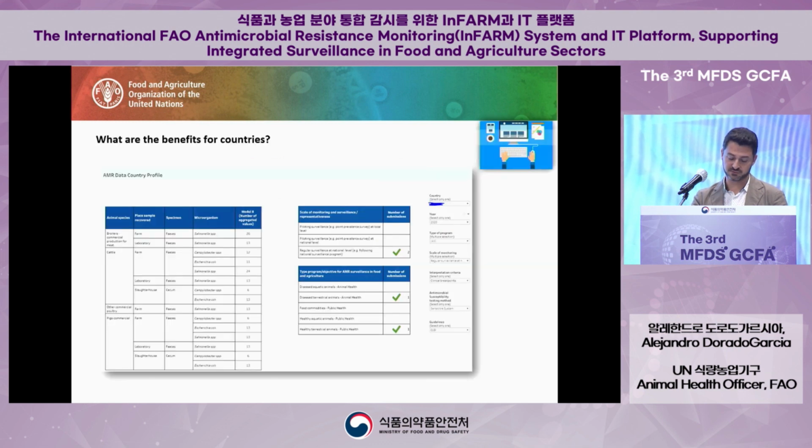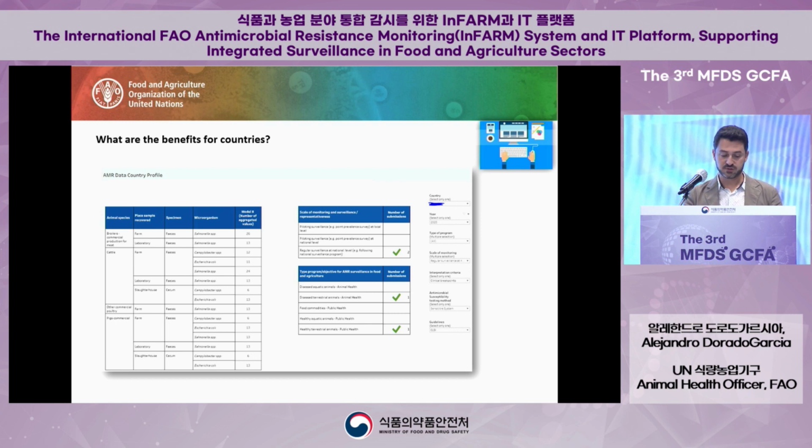So just to give you some idea of the type of reports we are developing in the platform, we have reports that are produced automatically in 24 hours after the countries submit the antimicrobial susceptibility testing results from the lab in the INFARM AMR data files. We have reports that show the country profiles, so the volumes of data in the different bacterial species per specimen, also where the samples were recovered, also the type of surveillance program or objective and scales of monitoring.